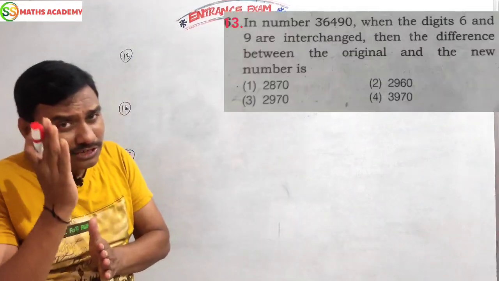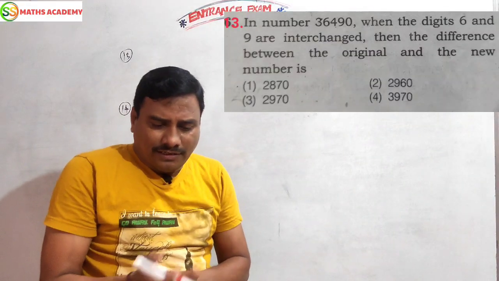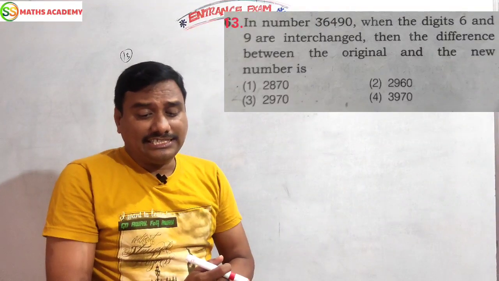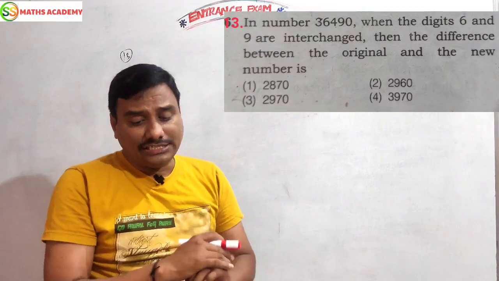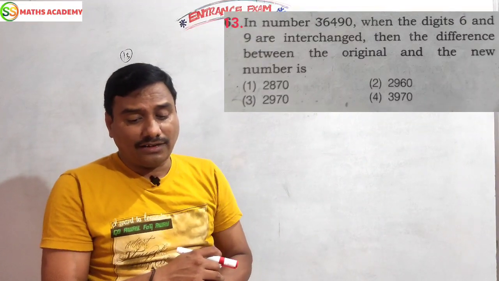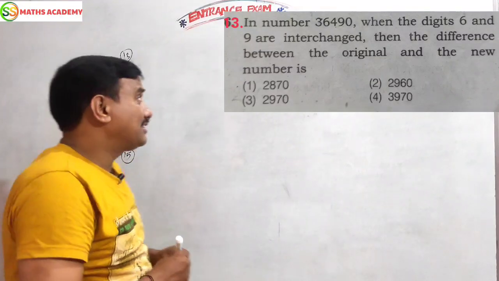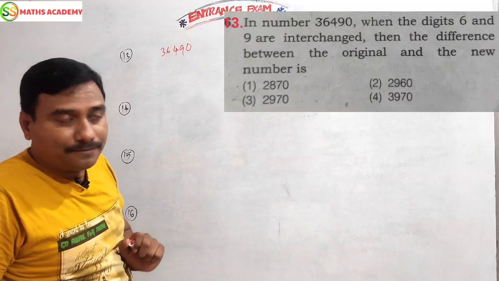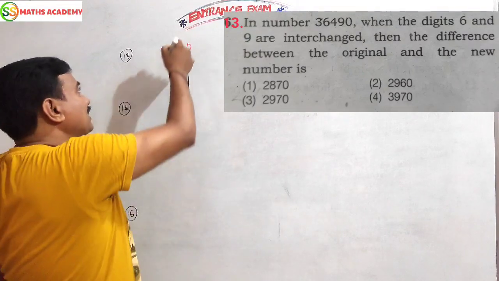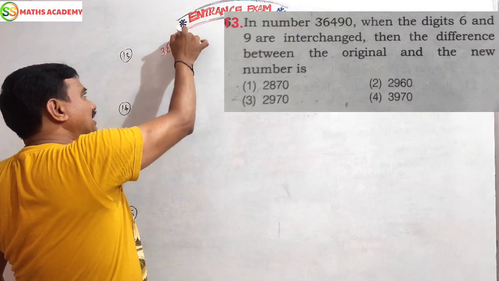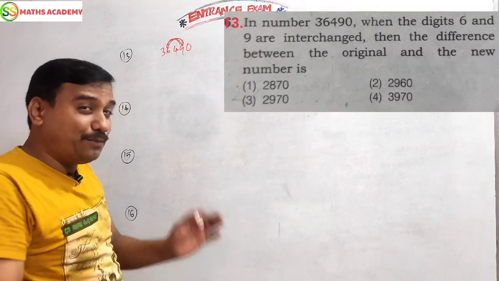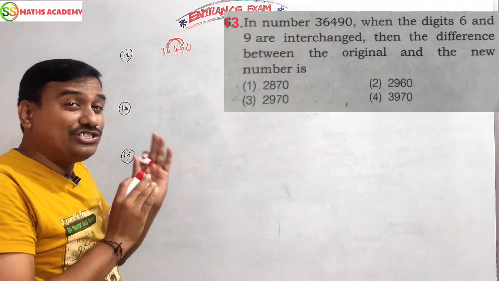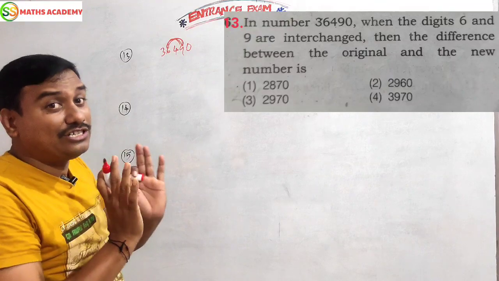Now let us see the 13th question. Now I am reading here. The number 36,490, when the digits 6 and 9 are interchanged, then the difference between the original and the new number will be what? 36,490 is the number in the question. In this, 9 and 6 will be interchanged, their positions. What is the difference between the original number and the changed number? He is asking for the result value.